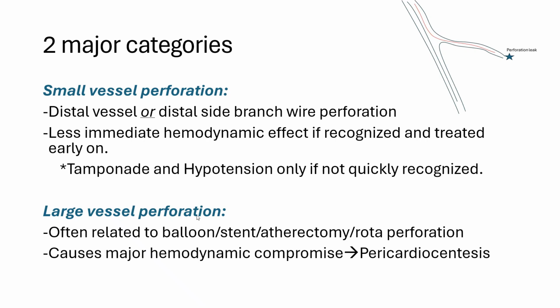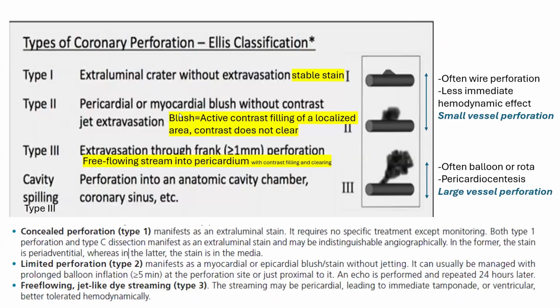Large vessel perforation, on the other hand, is often related to balloon, stent, atherectomy, or rotablator perforation. It causes major hemodynamic compromise, and it often requires pericardiocentesis. In terms of severity, there are three types of perforations that you need to know, the so-called Ellis classification.